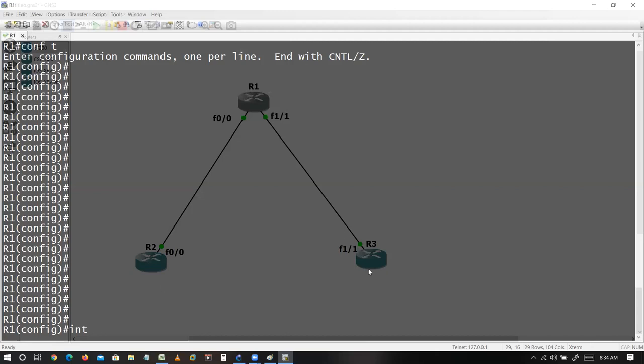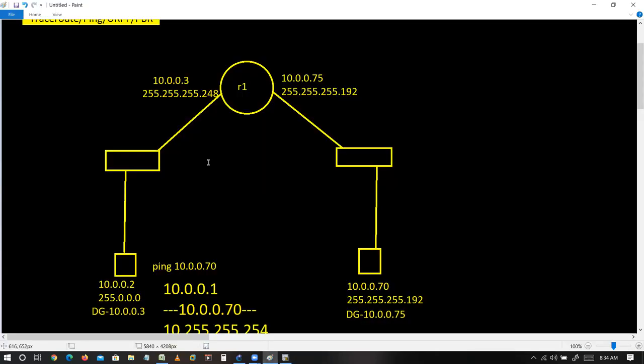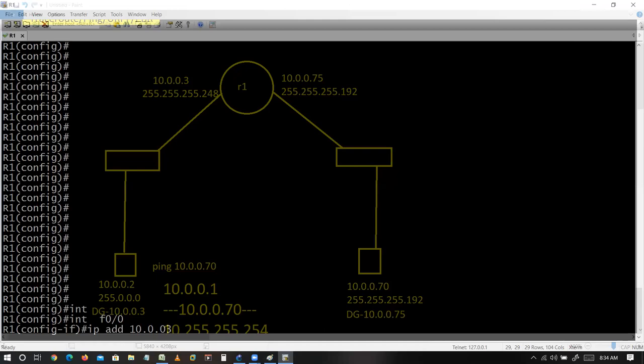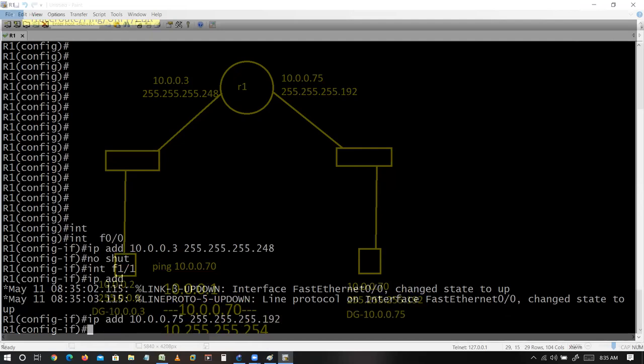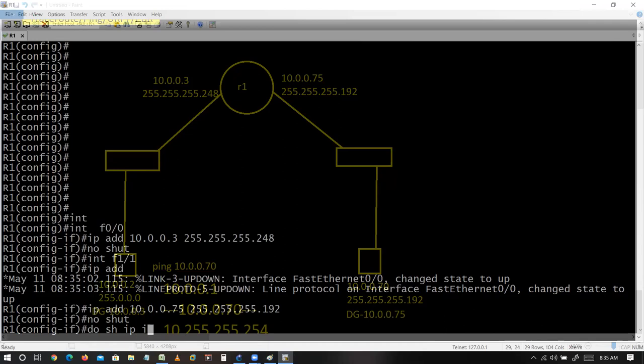So we have this diagram R1, R2, R3. I will not use any switches here. So let me just configure the addresses. Interface F0/0, IP address 10.0.0.1. No shutdown. Interface F1/1, IP address 10.0.0.65, mask 255.255.255.248. No shutdown. Do show ip route.